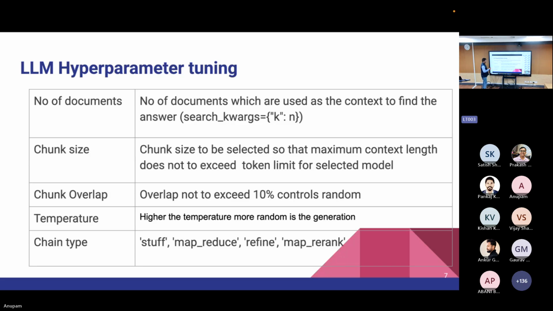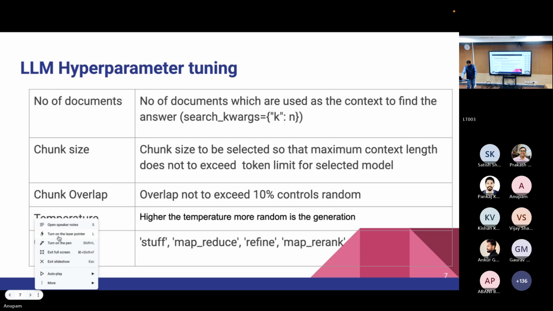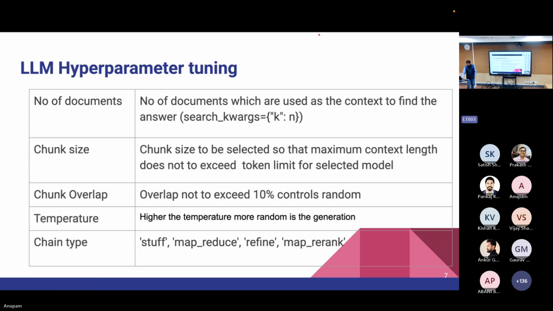So I have already filled this, so let me use this. So suppose your chunk 1 has got 1, 2, up to say 1024 tokens.